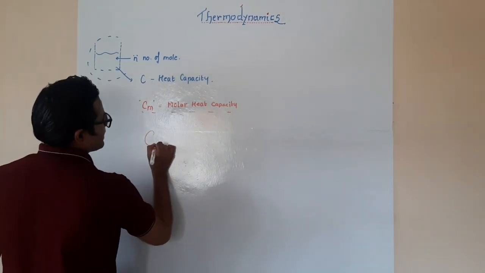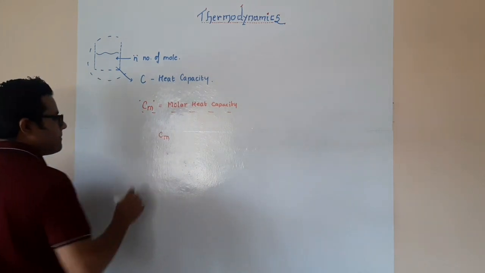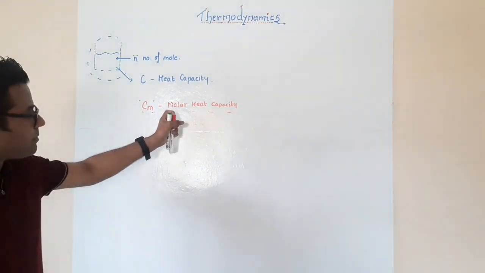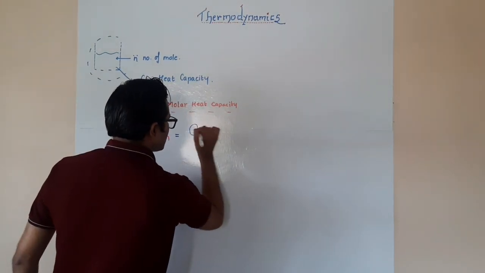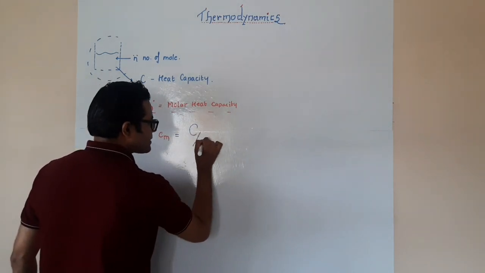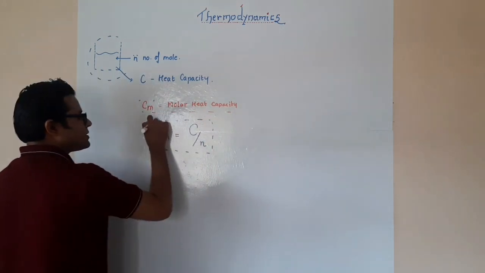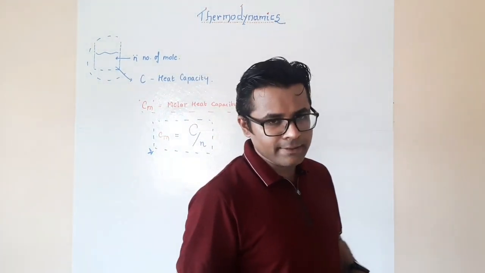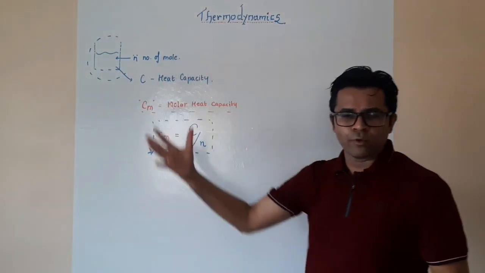Let us put it as small c_m, that is the molar heat capacity, which is equal to the heat capacity of a system divided by the number of moles. So remember, this is the expression which gives us the relationship between the molar heat capacity and the heat capacity of a particular system which contains n number of moles.